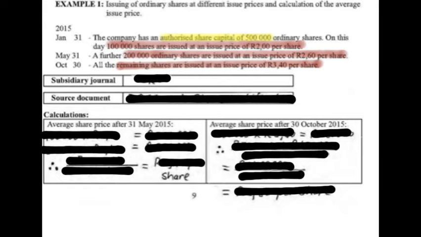So the question asks you, in which subsidiary journal will we record this issuing of shares? Now, issuing of shares means that we are selling shares to the public. So in other words, the public will give us money back for that. So that means that we will record the price that we get in the CRJ. It's money that we received.